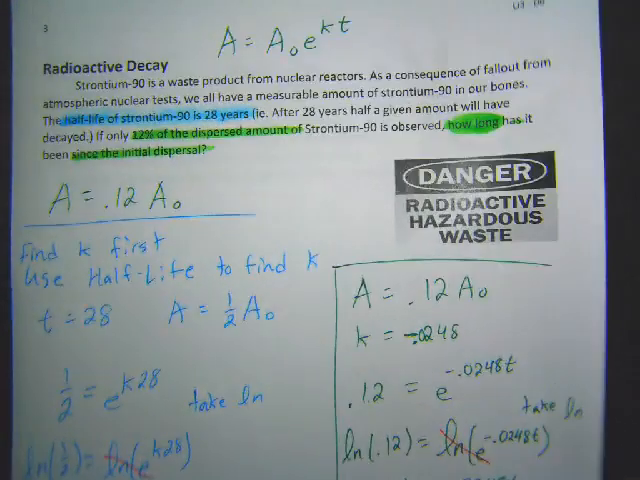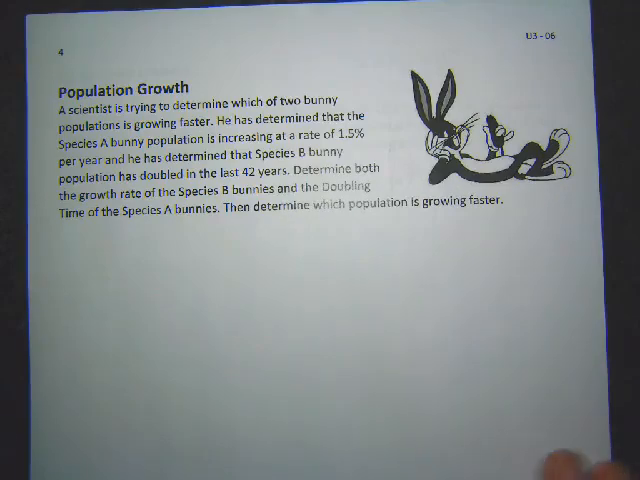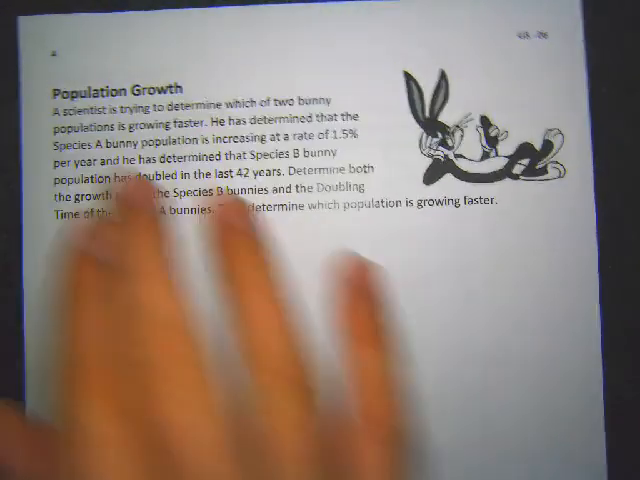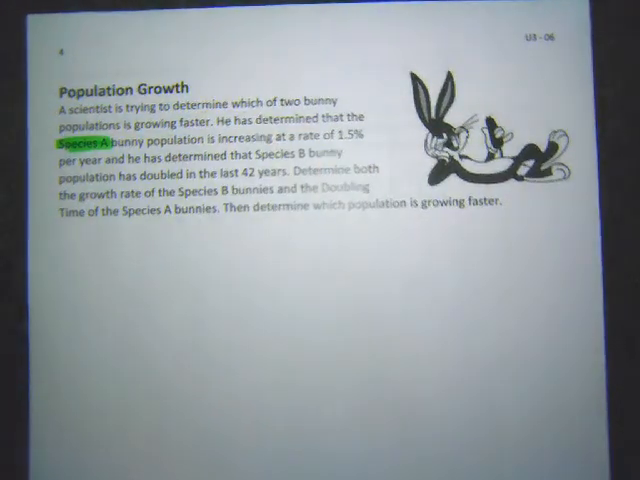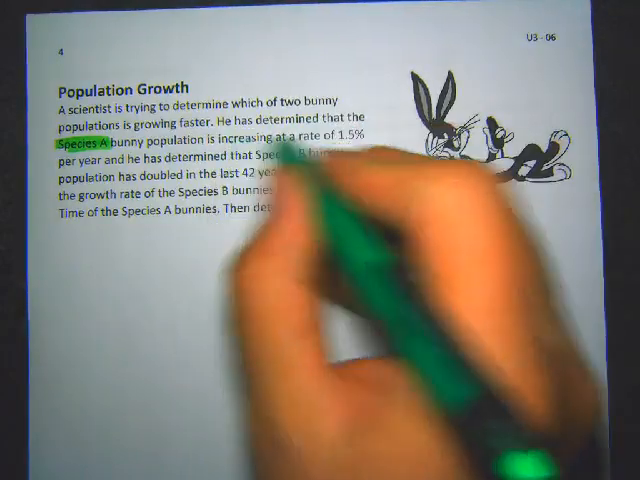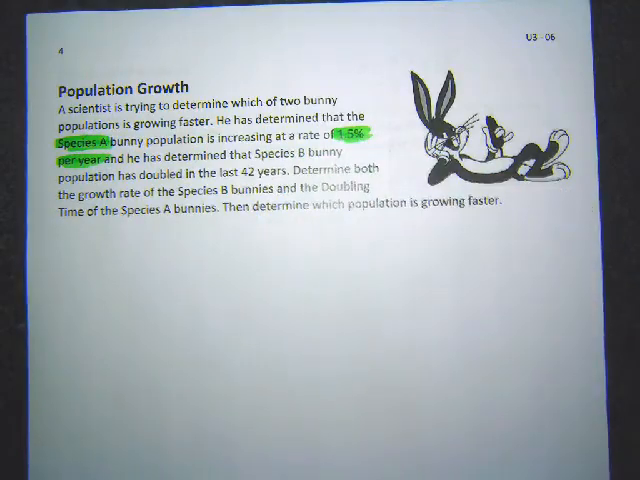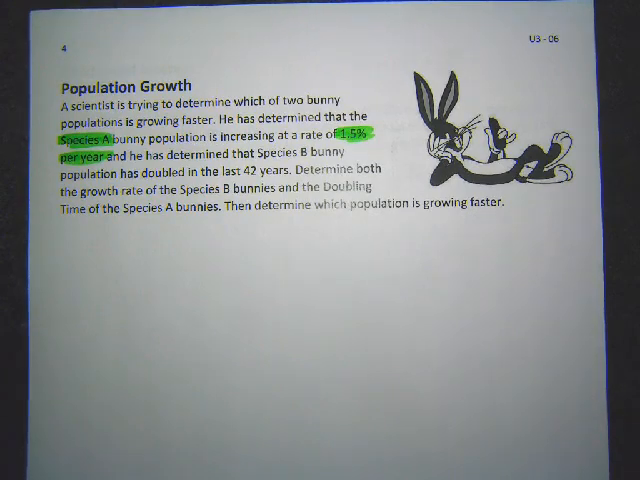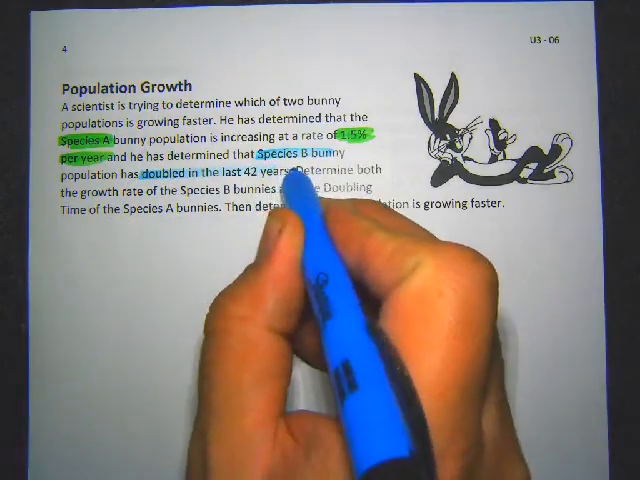So we're going to do a similar thing with the next problem, but the difference here is instead of decay, it's going to be a growth problem. This is my bunny problem. There's Bugs Bunny times. We're going to be dealing with bunnies. So a scientist is trying to determine which of two bunny populations is growing faster. He's determined that the species A bunny population, so we'll look at the first one, species A, we'll call the green species, has an increasing rate of 1.5% per year. So they're adding 1.5% onto their population every year. And then he looks at species B and determines that the species B bunnies doubled in 42 years.